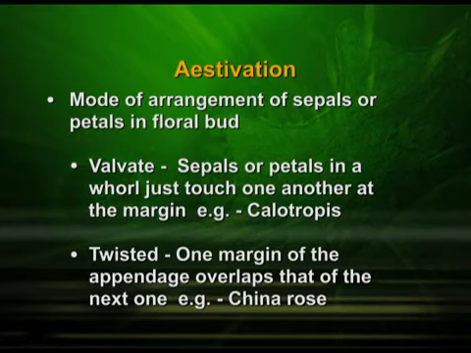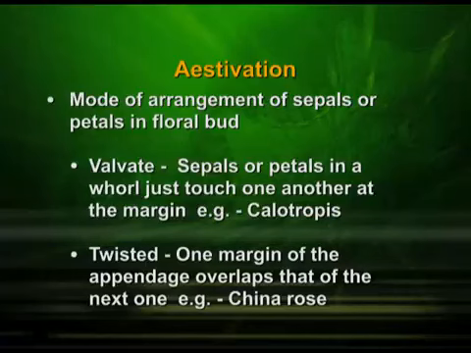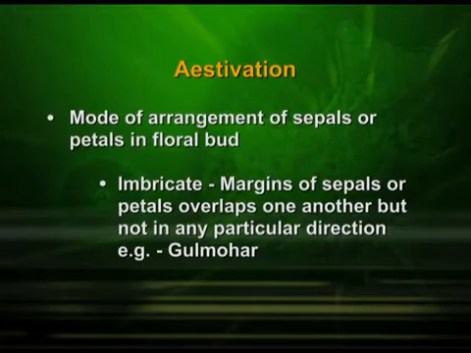In the twisted one, the margin of the appendage overlaps that of the other one. If this is one margin, the other margin will overlap. So, such a type of estivation is called twisted estivation. The next is imbricate. Here, the margins of sepals or petals overlap one another, but not in any particular direction.